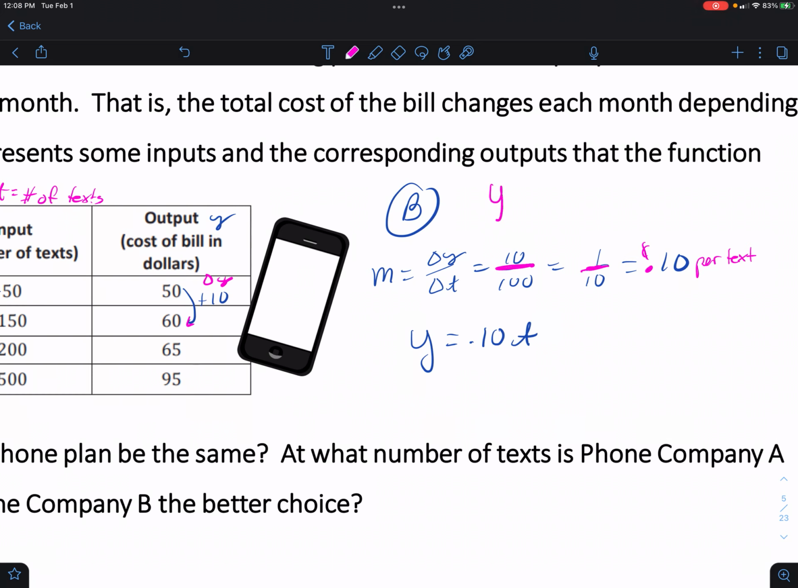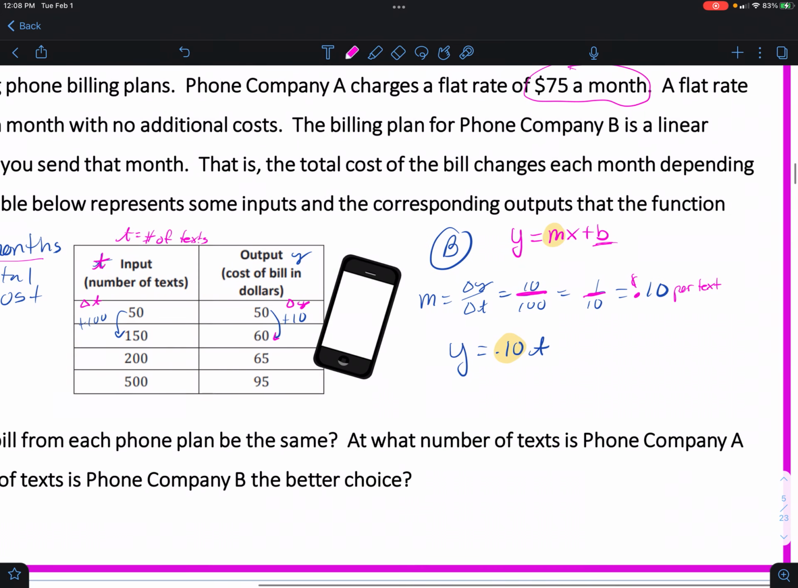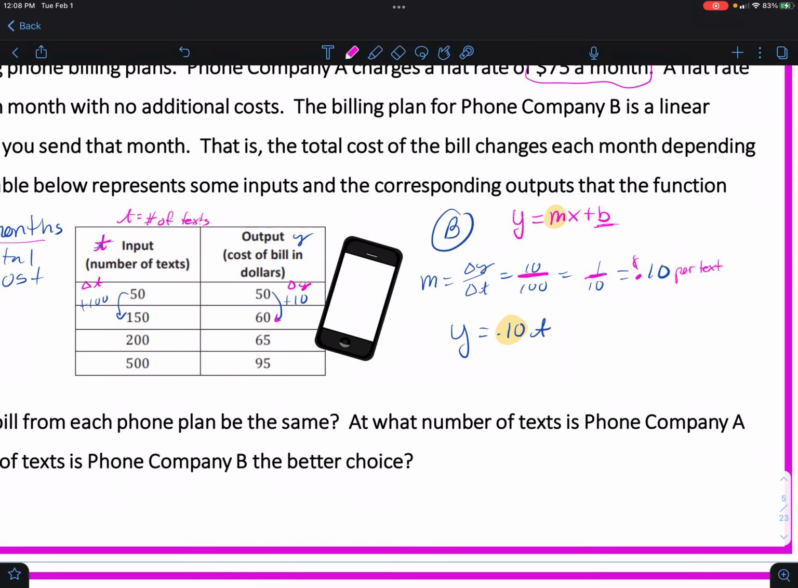But if we recall, linear equations can be written in the form y equals mx plus b. So this 0.10 here is our m, is our slope, is our rate of change. We didn't check for a y-intercept. We didn't check for a starting value. We assumed that it was 0.